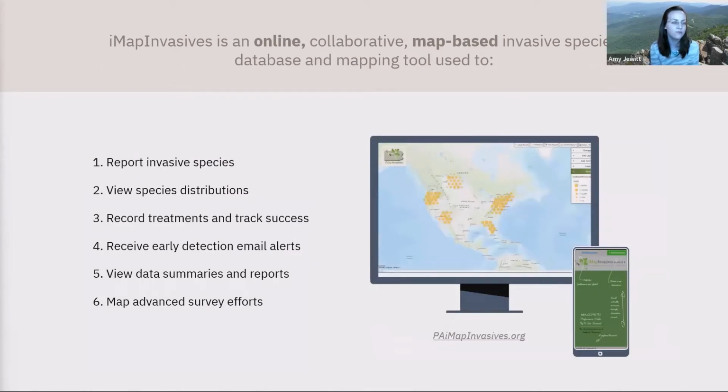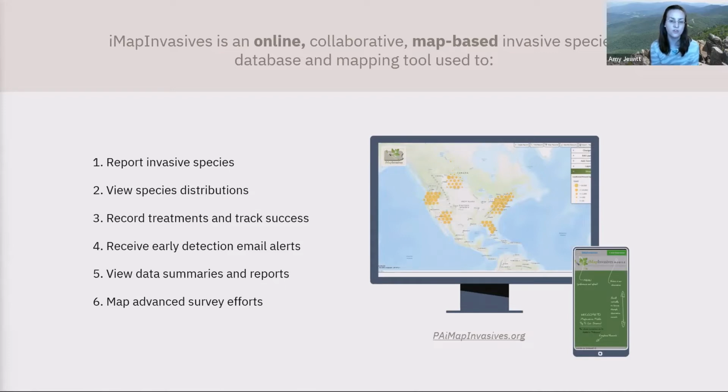And just a little bit more information about iMapInvasives if you're not already familiar with it. It is an online platform. It's map-based. And again, primarily we're using it to capture data on invasive species. We allow anyone to sign up for free as a registered user. And from there, you can report your invasive species observations. You can also then log into the platform and view the species distributions.